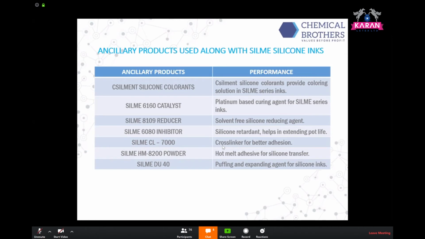Then further we have Silme CL7000. Basically, this is a crosslinker for better adhesion. As I earlier mentioned, many fabrics have different kinds of coating, so we can use CL7000 for better adhesion of the print on that particular fabric. Further, we have Silme HM, a hot melt powder, 8200 powder, which is used in heat transfers as a hot melt adhesive. And the last one is Silme DU40. This particular product is used as a puffing and expanding agent for silicone inks.